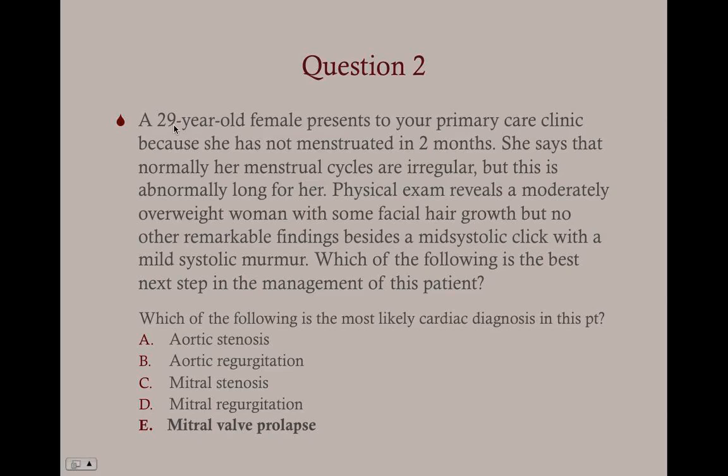This patient also has other diagnoses. One, she is probably pregnant. Why? Because mitral valve prolapse tends to present for the first time in women who are pregnant. Because when you're pregnant, your intravascular volume increases. So because your intravascular volume increases, you're going to have a louder, more pronounced murmur in mitral valve prolapse.